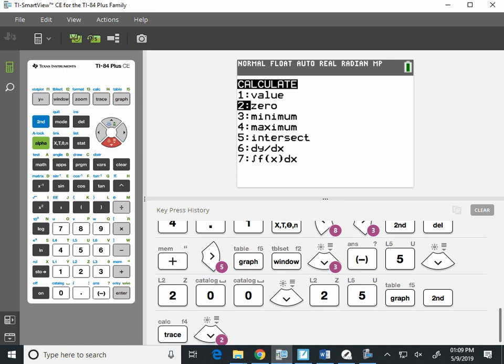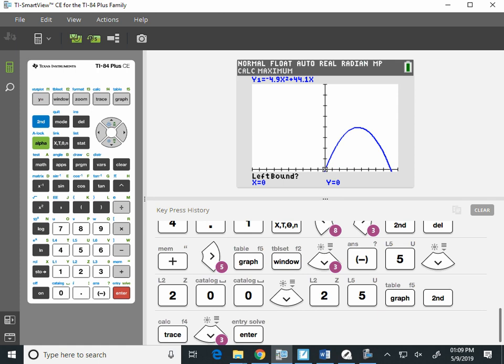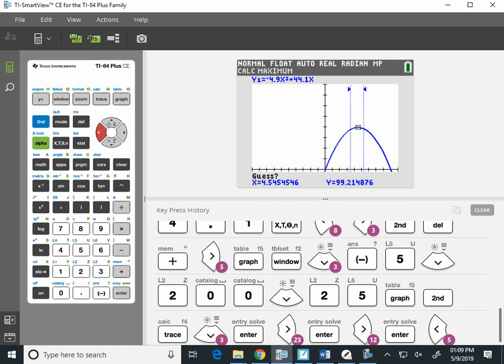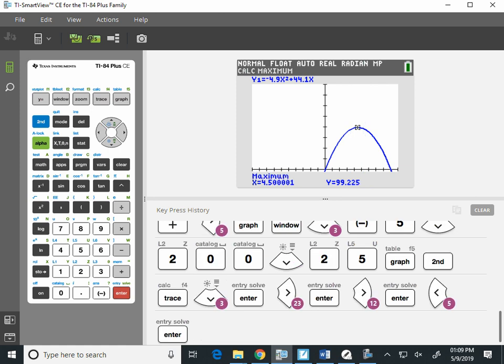We're trying to find the maximum, so you're going to go to maximum. You're going to go to 4, and hit enter. The left bound of your maximum is just the left side of where you think your maximum is. So you go a little bit to the left and hit enter. The right bound is a little bit to the right of where you think your maximum is, and hit enter. And then you just kind of guess. You go in between those two lines and arrows. So there's our maximum. It's about 4.5 as my X value and 99.225 as my Y value.